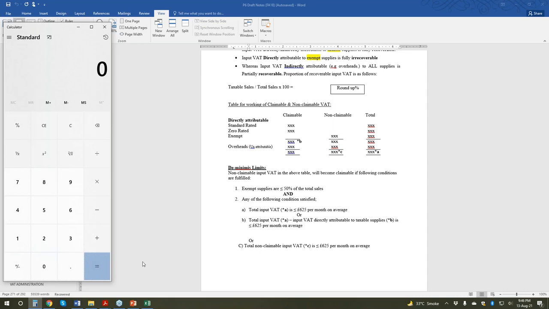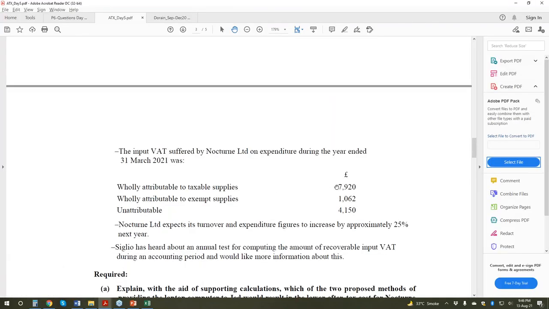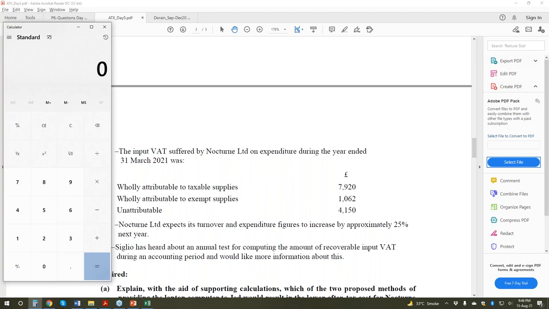Now, moving on to the question back, let's quickly check which test gets satisfied, if any, in Nocton's case. I have to first calculate their total input VAT. So I will add all three figures, 7920 plus 1062 plus 4150. So their total input VAT is 13132. Test A says that your total input VAT should be less than 7500. You can clearly see that my total input VAT is way above 7500. I do not satisfy the first test.